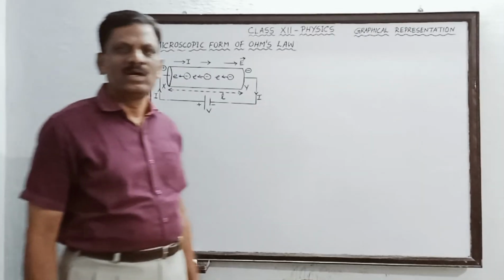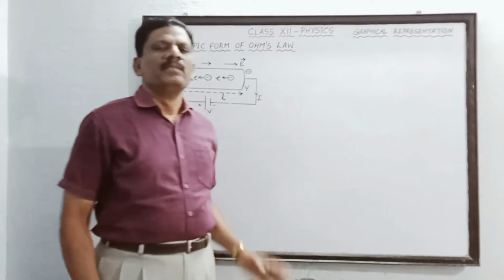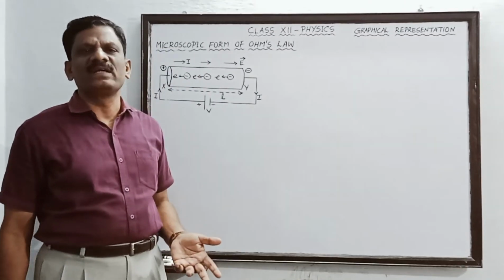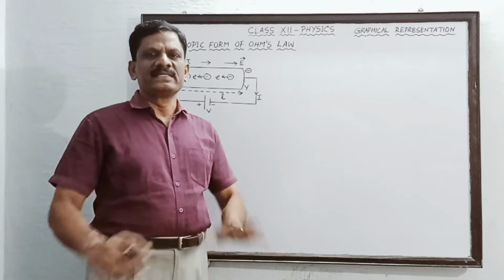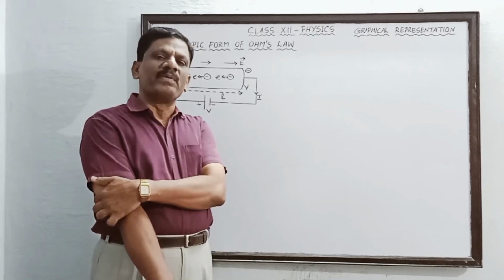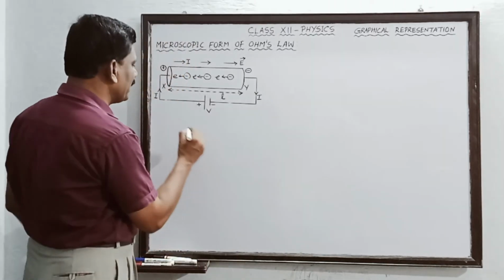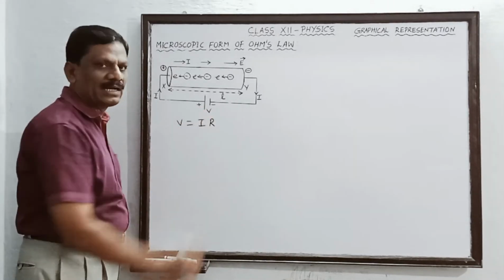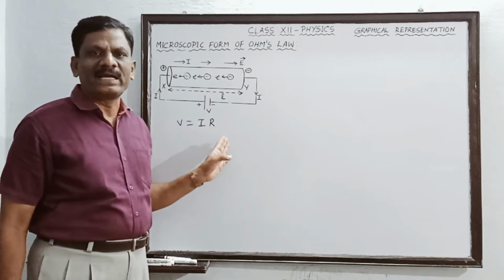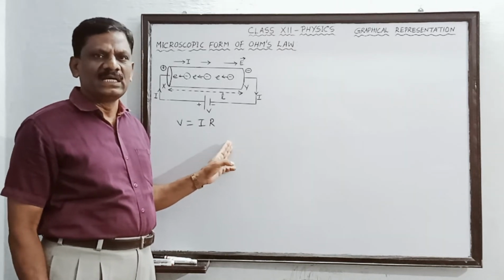Microscopic form of Ohm's law. Previously what we have derived was a macroscopic form of Ohm's law. So what is the expression for the macroscopic form of Ohm's law? We have derived already: V is equal to I into R. So this is called the macroscopic form of Ohm's law.